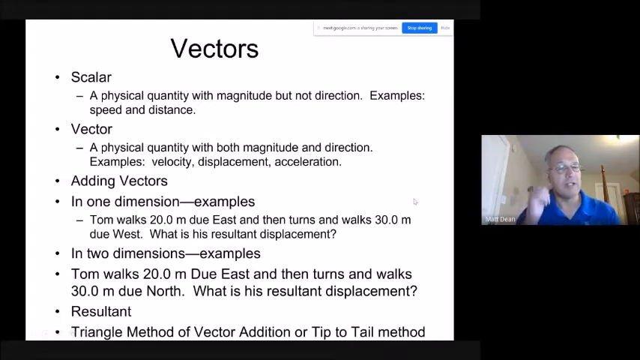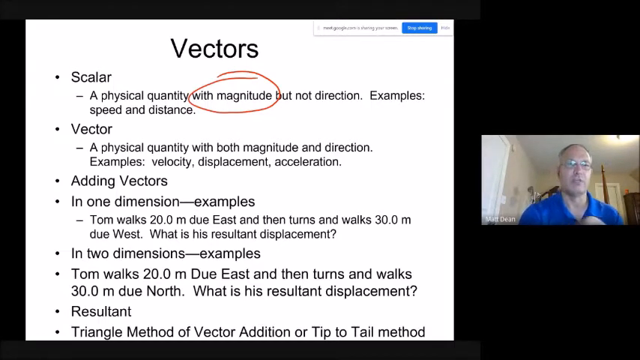So first of all, we're going to talk about two types of measurements, scalars and vectors. A scalar is a measurement or a physical quantity where only magnitude or size matters. It doesn't include direction. Common scalars that we'll talk about in physics include speed. When we talk about speed, we're just talking about 20 miles an hour. We're not concerned with which direction it's going. Distance: if we're talking about how much distance we walk or travel, 40 meters, 80 feet. We're not concerned about the directions we went when we're dealing with scalars.